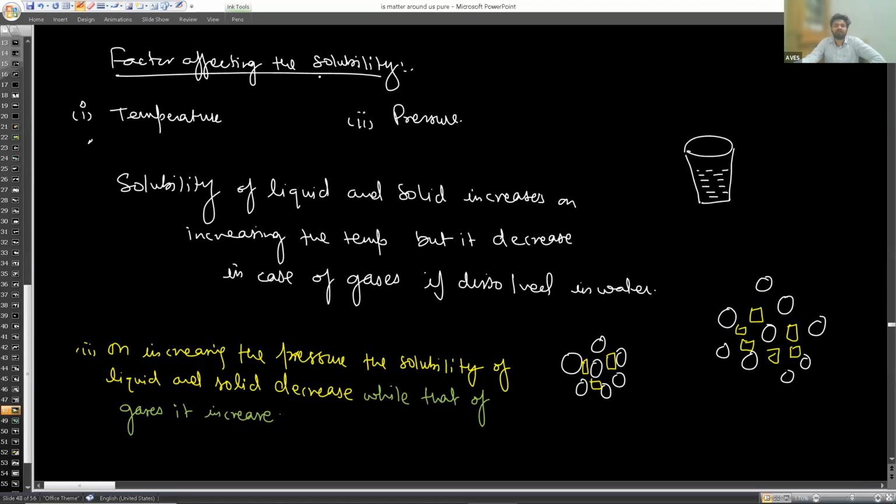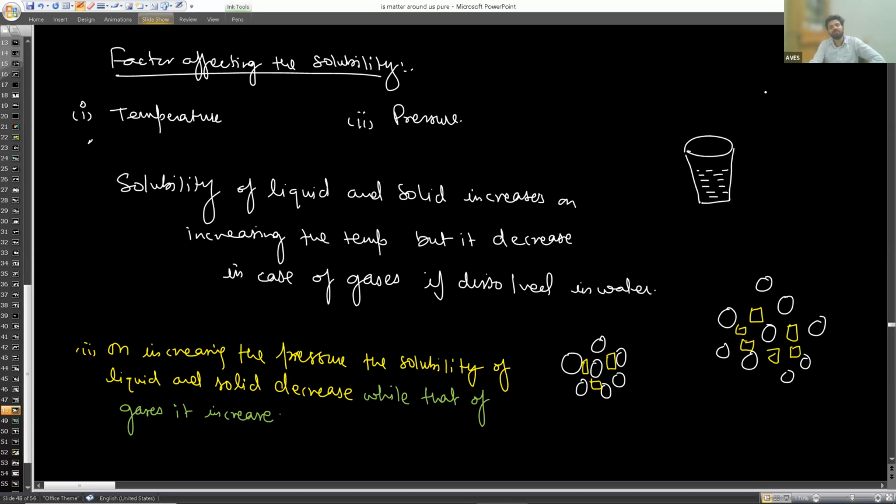Now, what are the factors that affect the solubility? You have done this type of experiment so many times at home. When you are making Rooh Afza or sharbat during iftar in Ramadan, you find that it's very difficult to dissolve sugar in cold water as compared to hot water. So what is the difference? Why does the temperature matter?